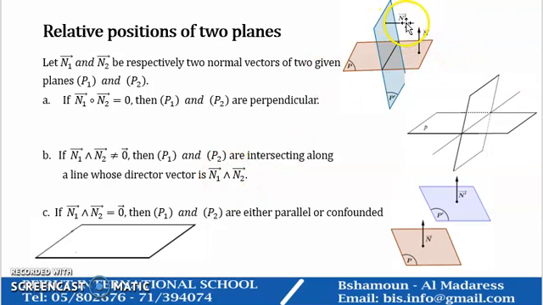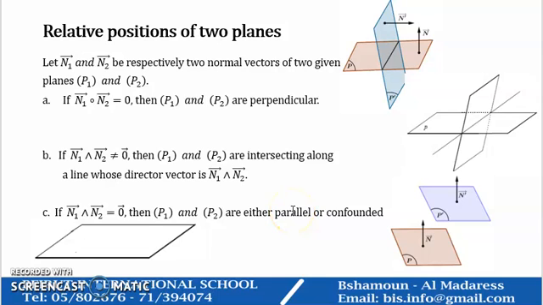Because if this is the normal vector of the first plane and the normal vector of the second plane, and we take the vector product, it will be a straight line parallel to the line of intersection. So the intersection of two planes is a straight line of director vector n1 cross n2. If n1 cross n2 equals 0, then the two planes are either parallel or confounded.